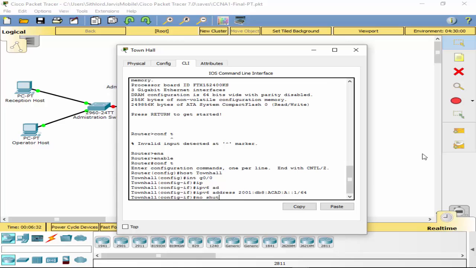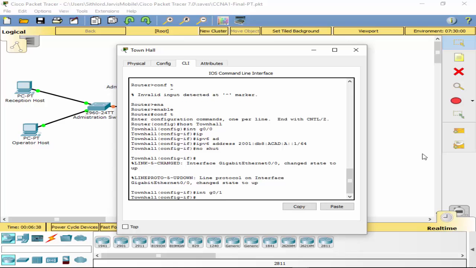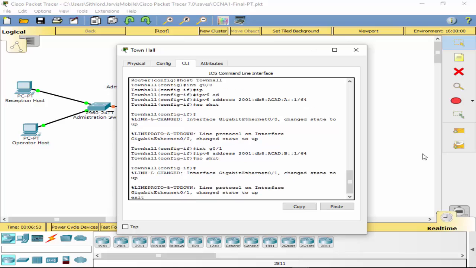All right, and we're going to go no shutdown because we can see it was red, so we're going to turn that on. Now we're going to go into interface G0/1 and say ipv6 address. The neat thing about this is they're all the same, so I'm just going to up arrow and change the B in the subnet and do a no shut as well. And so there we're pretty good.